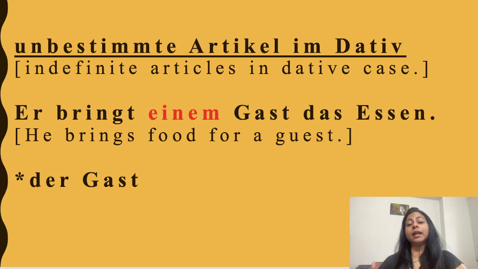Now let's look at indefinite articles in dative case. We have definite articles, we have indefinite articles, and then we have negative articles. So we will be discussing each of the articles one by one. We just saw how article changes in dative case when it comes to definite articles. Now we will be discussing what happens to indefinite articles in dative case.